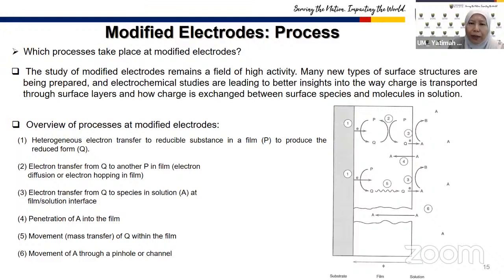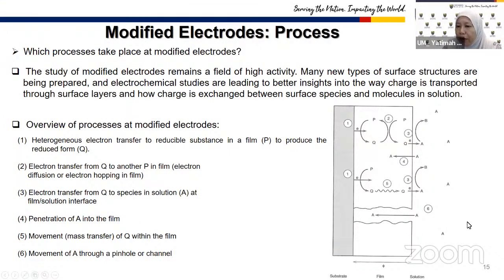So many new types of surface structures are being prepared, and electrochemical studies are leading to better insights into the way charge is transported through surface layers and how charge is exchanged between surface species and molecules in solution. Okay, let's look into the diagram. The first layer on the left-hand side is your substrate. Your substrate can be carbon, silver, gold, or platinum. So these are the first substrate. The second layer is your thin film, your electroactive layer or conducting material that you deposited or coated on top of your substrate.